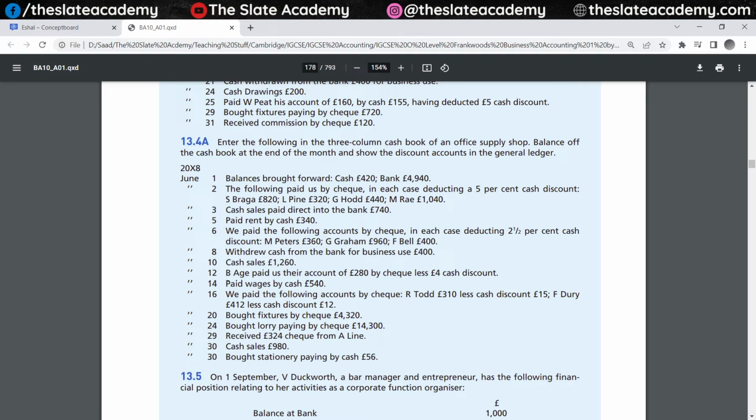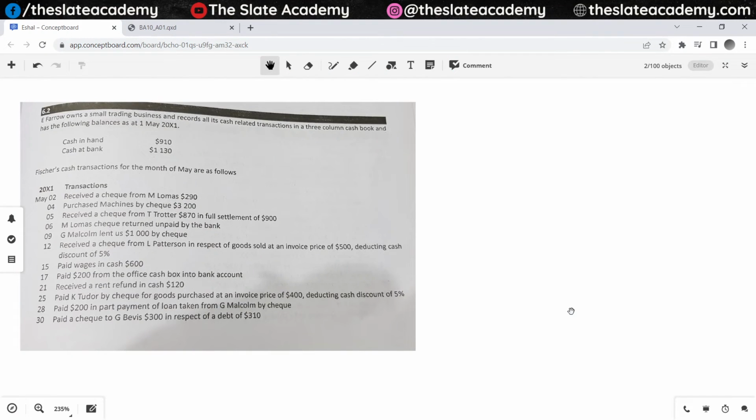Let's practice this 13.4a right now. Or shall we practice that question right now? The one with trade discount. Okay, let's do that. Hold on for a second. Let me get the picture from that book. So here is the question.